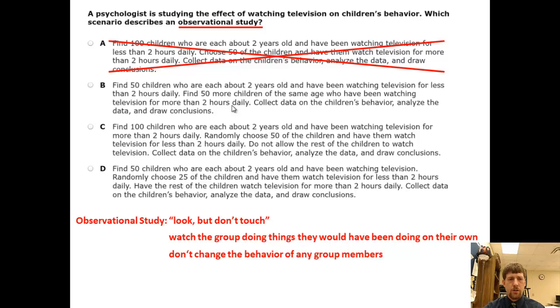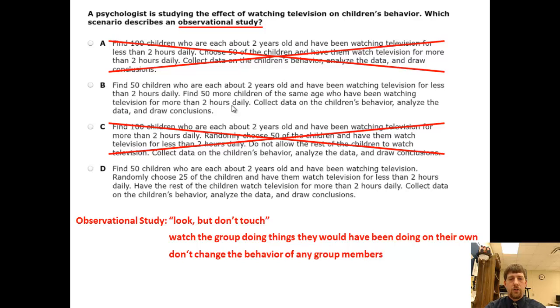Choice C. Find 100 children who are each about 2 years old and have been watching TV for more than 2 hours daily. All right, so this group already watches TV. Randomly choose 50 of the children and have them watch television for less than 2 hours daily. So now we're changing the behavior of this group, so if we change anything, choice C is out.